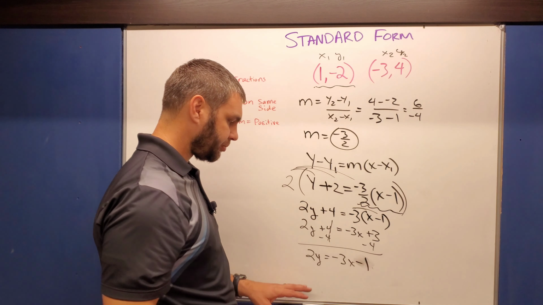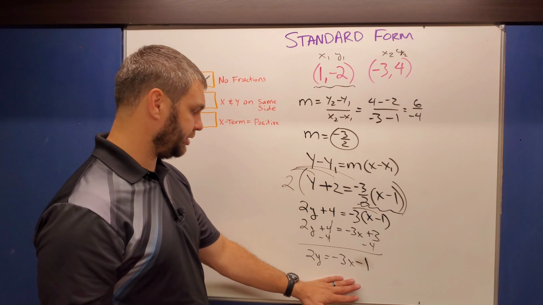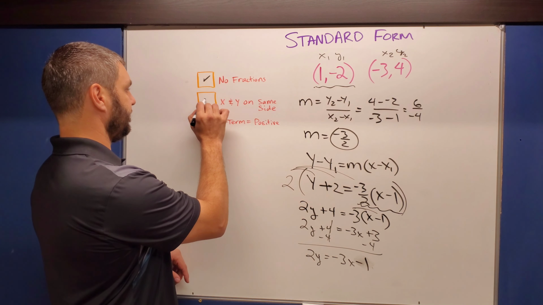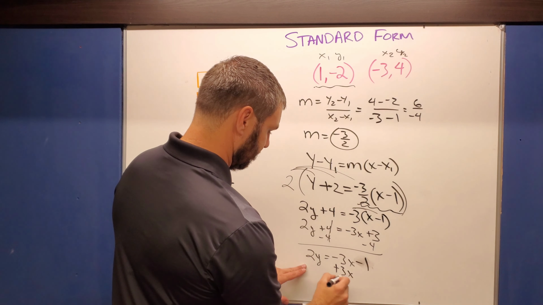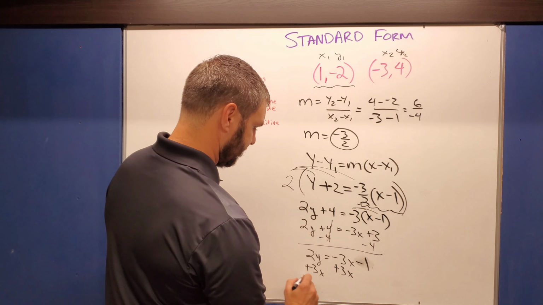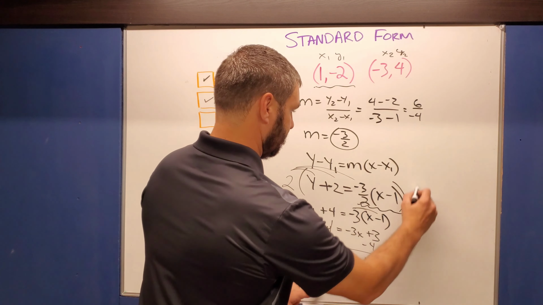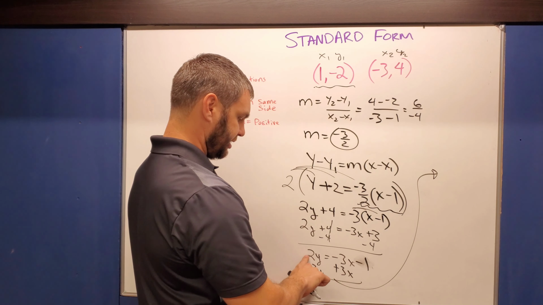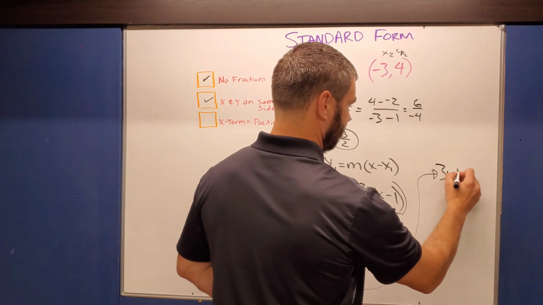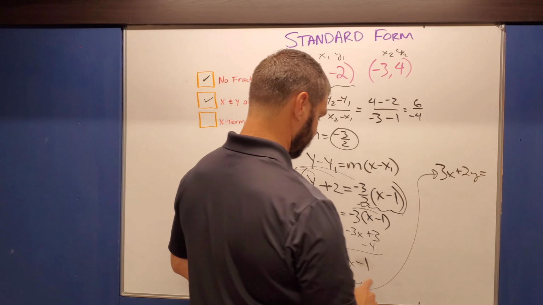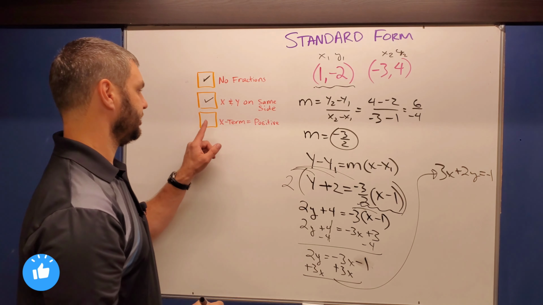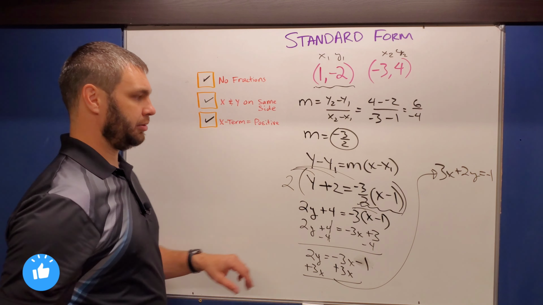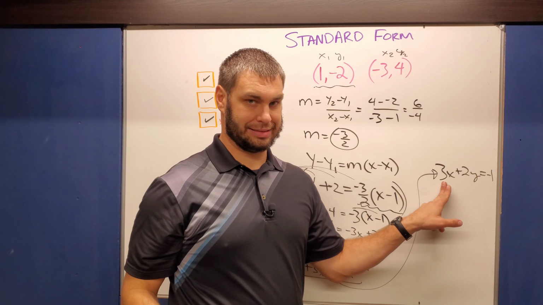Minus 1. And then the last thing I need to do here is get my x and y on the same side. So I'm going to add it over to the other side like this. This is going to give me 3x plus 2y equals negative 1. And you'll notice that the last part of my checklist is that the x term needs to be positive, which since it's currently a positive 3x, it is.